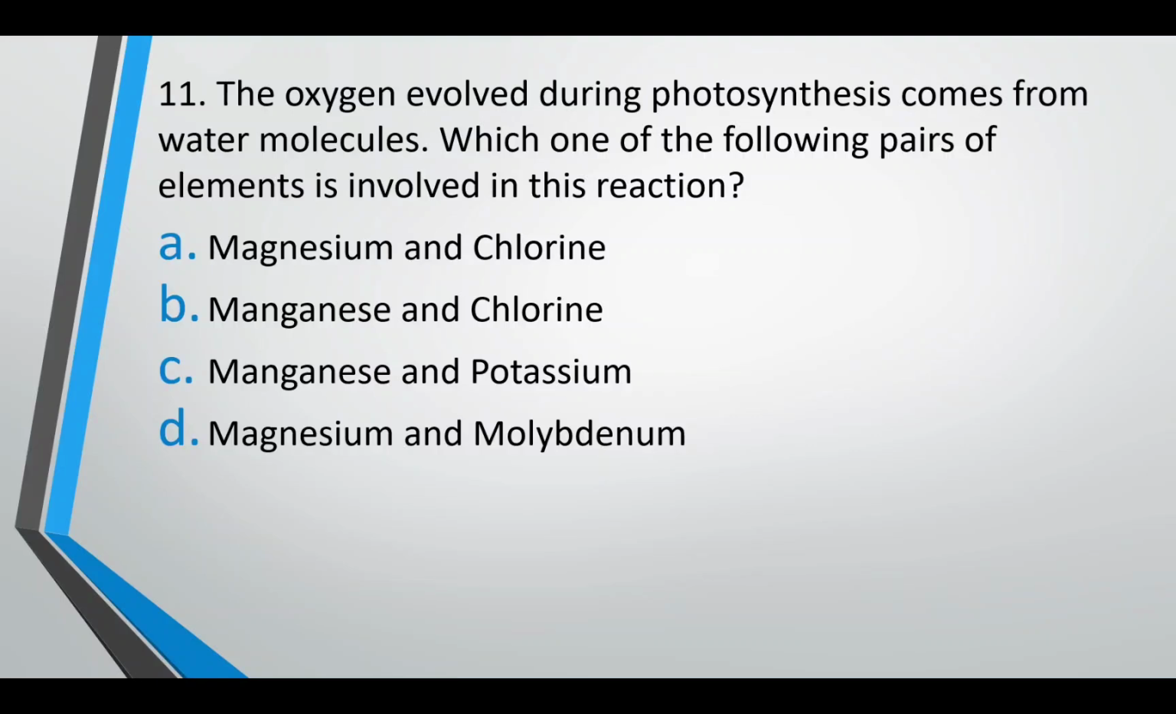Question number 11. The oxygen evolved during the photosynthesis process comes from water molecules. Which one of the following pair of elements is involved in this reaction? Which reaction are they talking about? They're talking about this conversion of water into oxygen. So which all elements are involved in this reaction? Magnesium and chlorine, manganese and chlorine, manganese and potassium, magnesium and molybdenum. The correct answer is option B, manganese and chlorine.